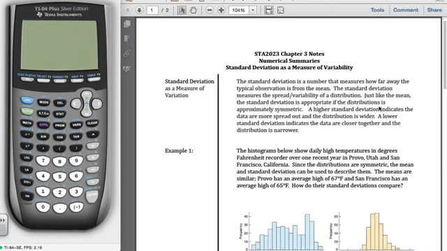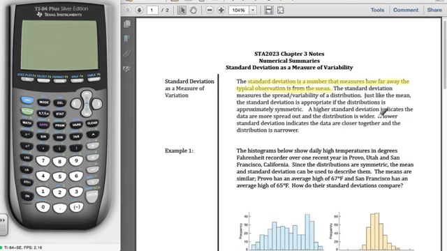Covered mean as the measure of center for symmetric distributions. Now let's talk about standard deviation as a measure of spread or a measure of variability. Standard deviation is a number that we're going to calculate, and it measures how far away the typical observations are from the mean.